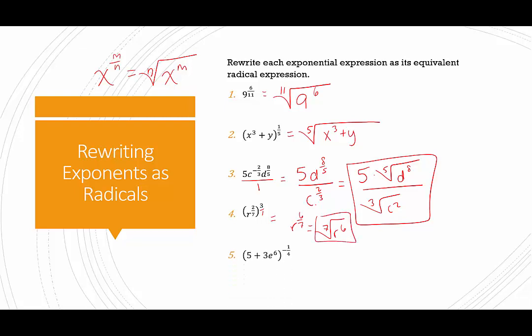One more example, we can barely squeeze it in. Uh-oh, we have another negative. So that negative again means take the reciprocal. That means everything's going under 1. That's 5 plus 3e to the 6th to the 1/4. And that would indicate that 1/4, that we want the 4th root of our base here, which is 5 plus 3e to the 6th.